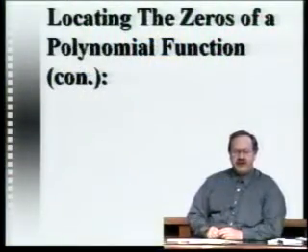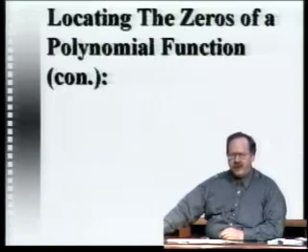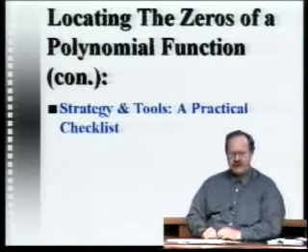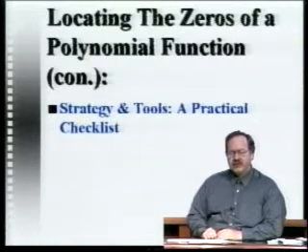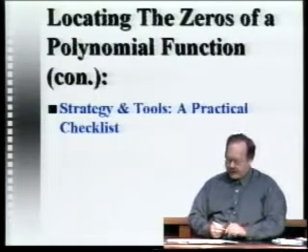Now, we've just finished spending a lot of time learning various facts about polynomials of degree n and how to locate their zeros. What I want to do now is what I'm going to call strategy and tools, a practical checklist. I'm going to give you a list so that when you're faced with a polynomial of degree n and you're looking for its zeros, you'll have a way of attacking that question in more or less an order that makes sense. So, let's go ahead and start.